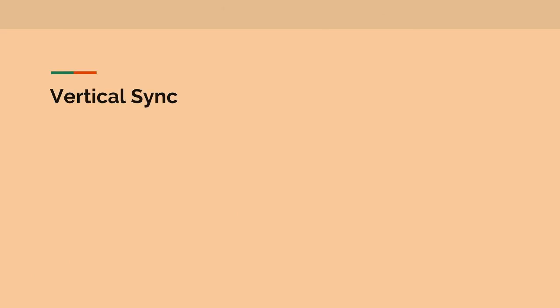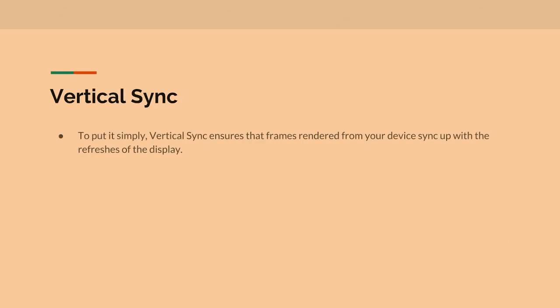This is something I see debated among a lot of gamers and developers: vertical sync. If you don't know what vertical sync is, to put it simply, it ensures that frames rendered from your device sync up with the refreshes of the display, so that your device isn't trying to deliver a frame to your display that the display is not ready for. So it ensures that it's nice and smooth, with no bad frame pacing, no screen tearing, anything like that.